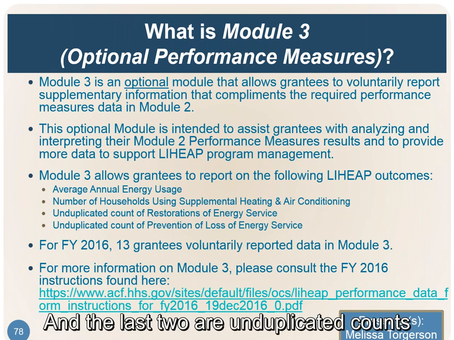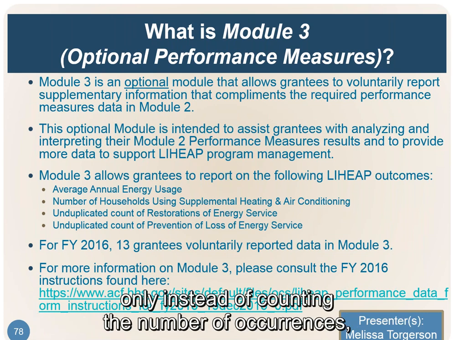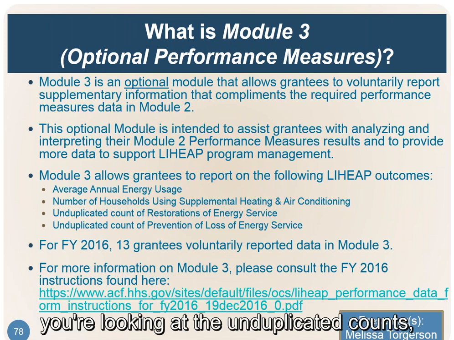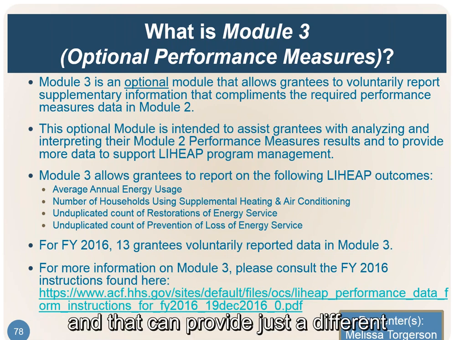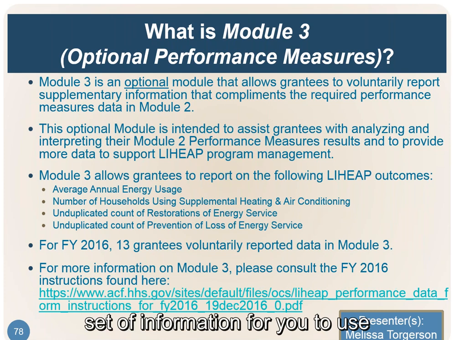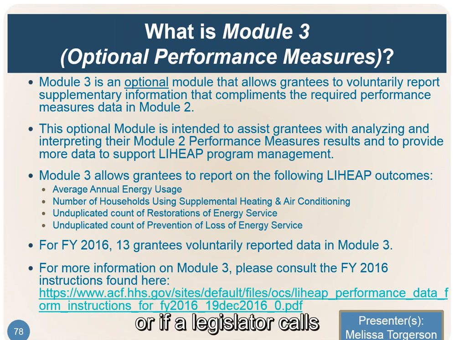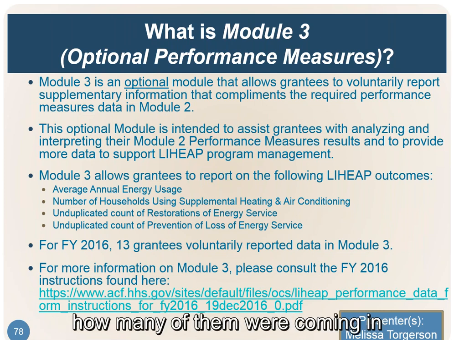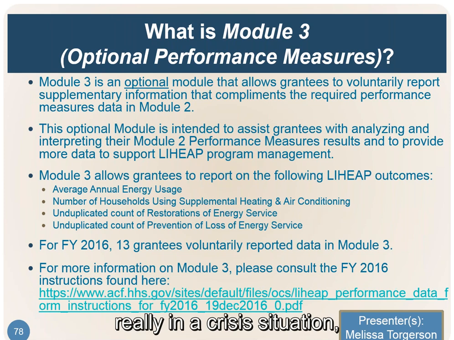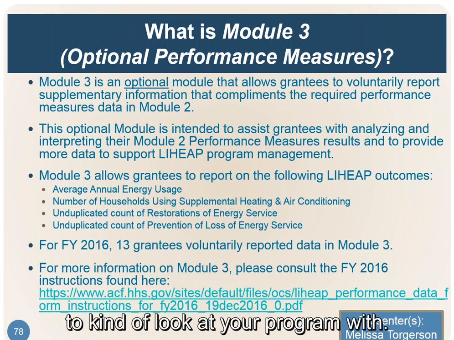And the last two are unduplicated counts of restoration and prevention. So the same data that we just went through, only instead of counting the number of occurrences, you're looking at the unduplicated counts, household counts. And that can provide just a different set of information for you to use as you're looking at how to target your programs. Or if a legislator calls in and is interested in finding out of the number of households you served, how many of them were coming in really in a crisis situation, either at imminent risk or already disconnected, you have a more accurate figure to be able to look at your program with.